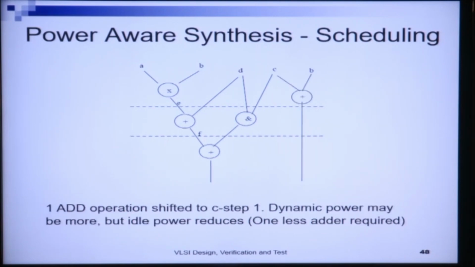Now, in the third schedule, the add operation is shifted to time step 1. Now, this surely increases the total power at time step 1. But what we see here is that now we require only one instance of this addition operation, and therefore, because we require only one adder resource, the static power at each step will be reduced, and therefore, this may result in reducing the peak power.